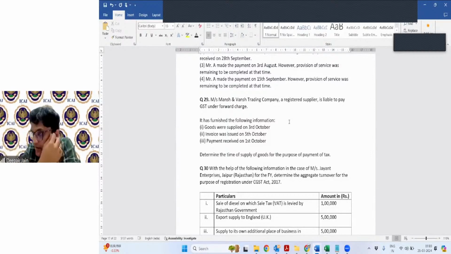Ram, it says goods were supplied. So it means they were supplied. Now we cannot add further tests, whether it has gone from the warehouse and is available to the recipient. It is supplied. Supplied means your obligation is completed. Third, fifth.